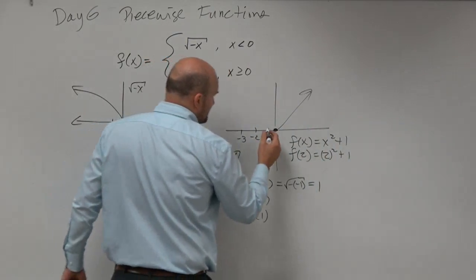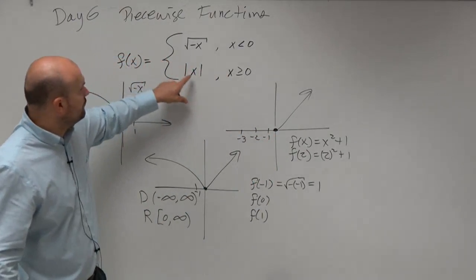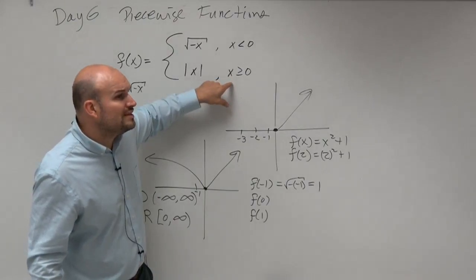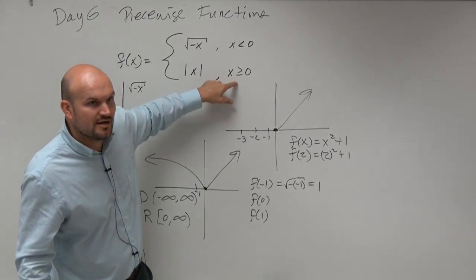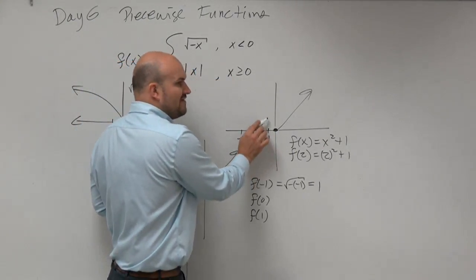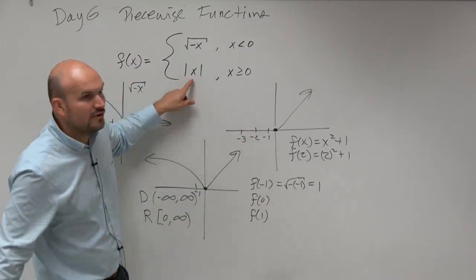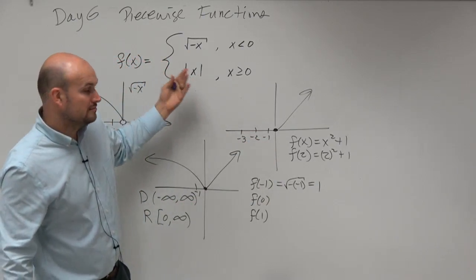Please understand, it makes absolutely no sense for me to plug negative 1 into the absolute value of x. Why? Because the absolute value of x is only for values that are greater than or equal to 0. So it doesn't even make sense to say, what's the value at negative 1? There is no value at negative 1. So don't plug negative 1 into that function.